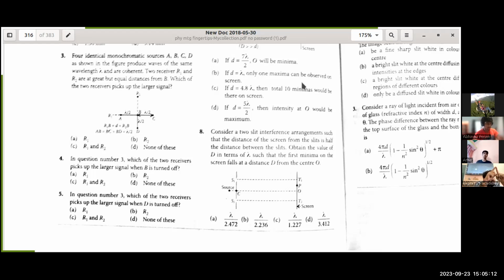This has a definite answer, it's very easy. See, the path lengths from R2 to A and R2 to C are equal, right? And A and C are also in phase, so they will add up. So at R2 you will get a maximum. But for R1, if the sources are A and D only, then you're not sure, only in special cases can it be maximum. So if you have to take an option, it is R2 is more. Understood? Okay, this is done.